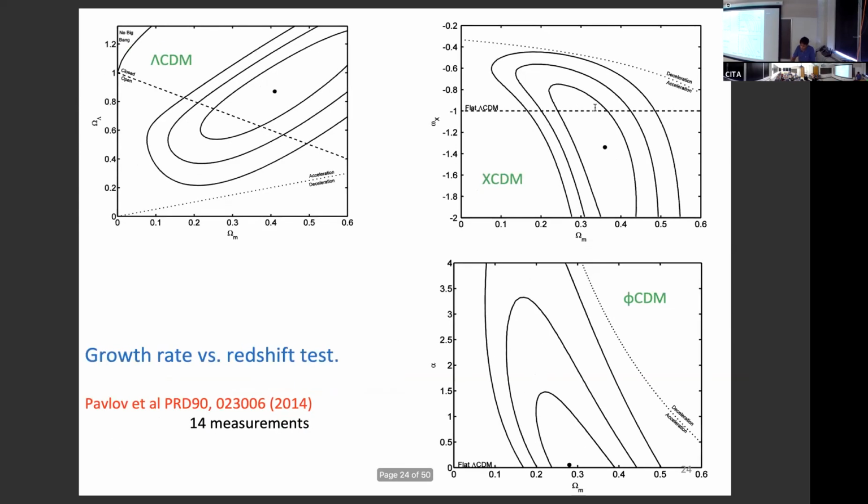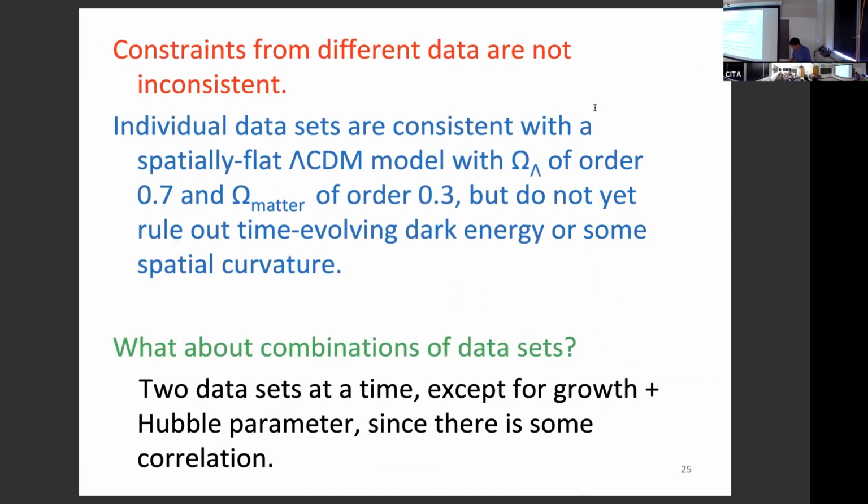So for growth factor, you come to the same sort of conclusions. So the obvious thing you can start doing is that you conclude that they're all not inconsistent with each other. And that's really, really reassuring. And that they're also all consistent with the standard model, spatially flat lambda CDM with omega lambda of about 0.7, omega matter of 0.3.